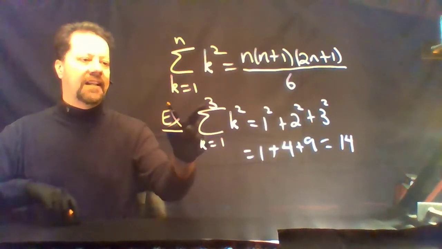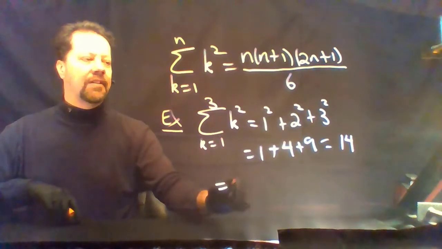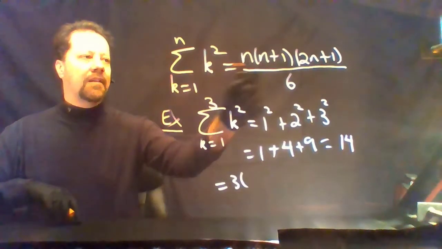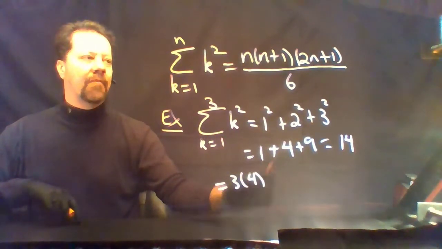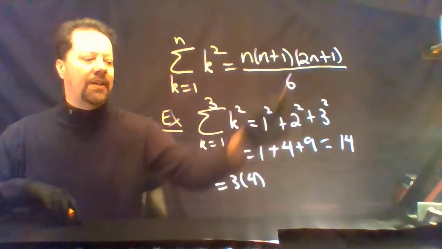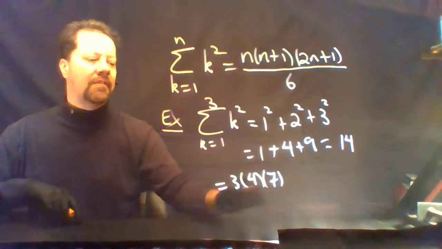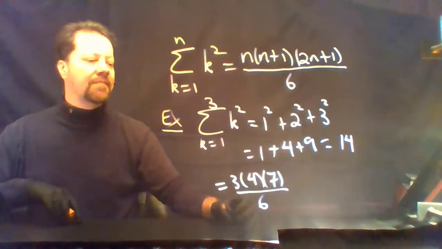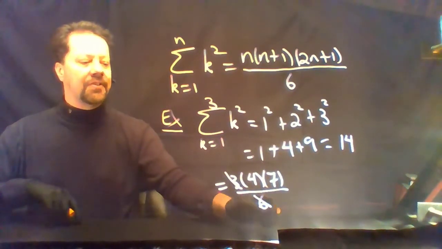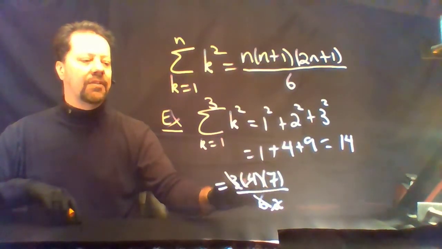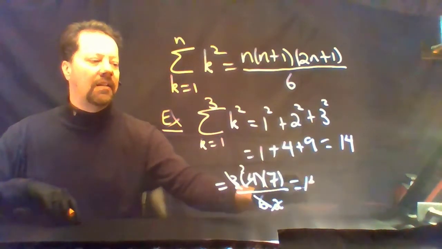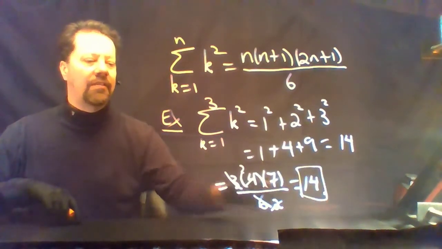Also, n is 3 in this case. This should be 3 times 4 times 2 times 3 is 6 plus 1 is 7, divided by 6. 3 goes into 6 twice. 2 goes into 4 twice. The answer is 14.